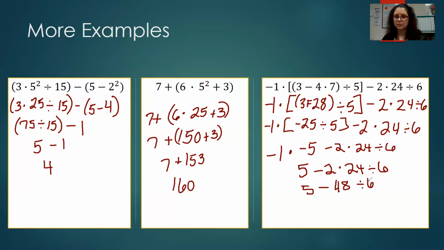48 divided by 6 is 8. 5 minus 8. We're going to use the additive inverse and change this to plus and negative. So 5 plus negative 8. Different signs tell me to subtract. That leaves me with 3. I have more negatives, so this is negative 3.